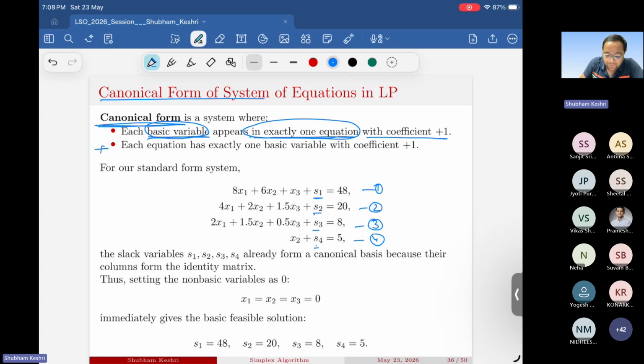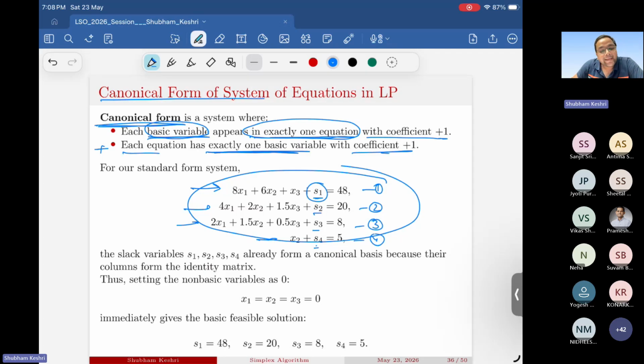The second condition for a system of equations to be in the canonical form is that each equation has exactly one basic variable with a coefficient of 1. You see, the first equation has only one basic variable with a coefficient of 1. Similarly, the second equation, the third equation, and the fourth equation.